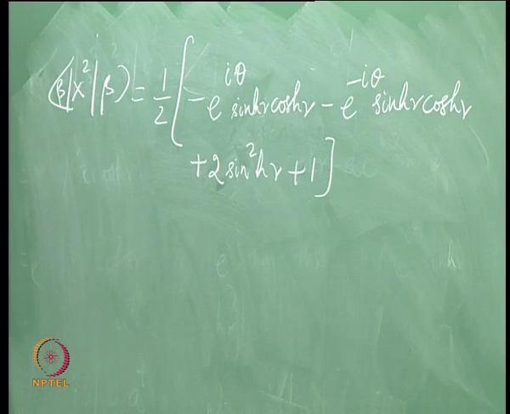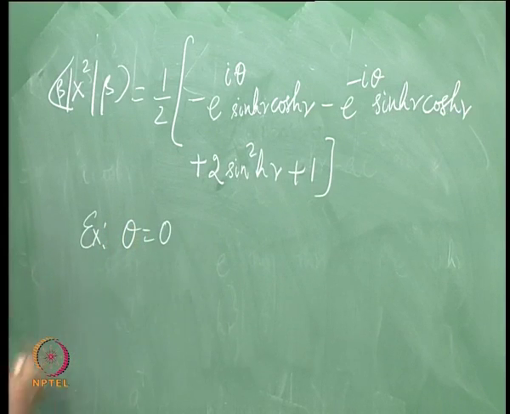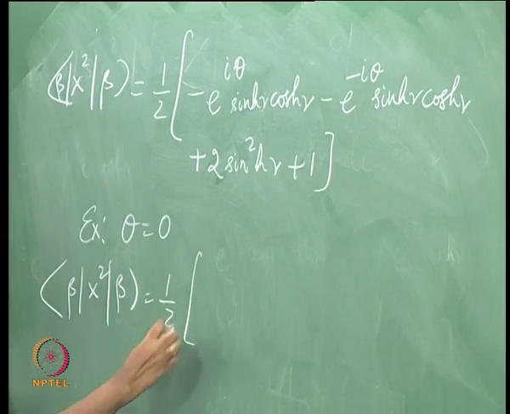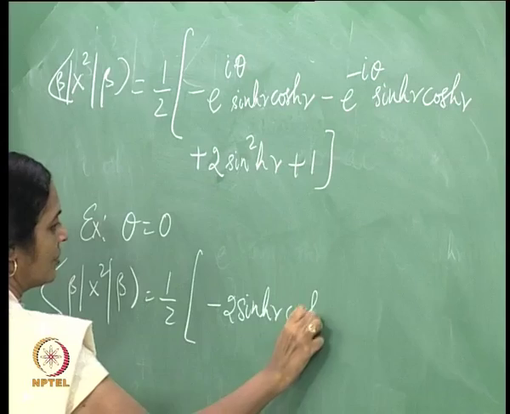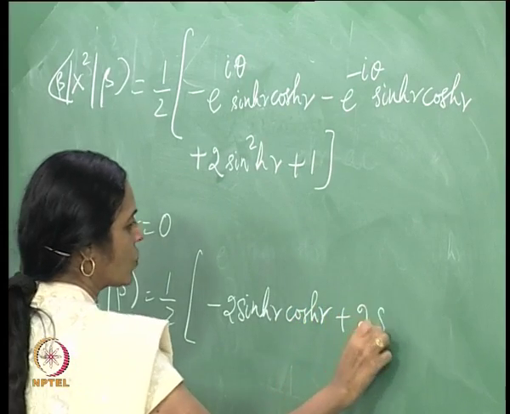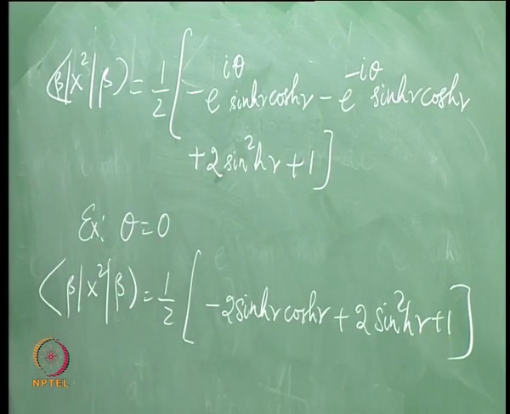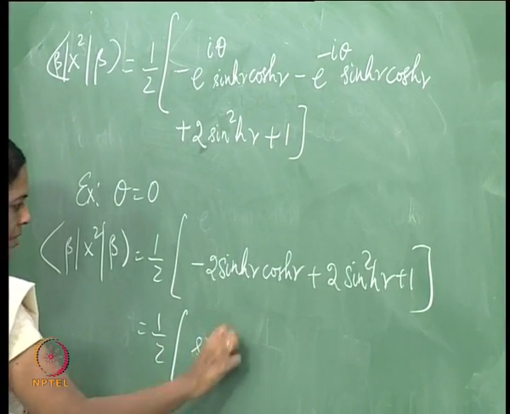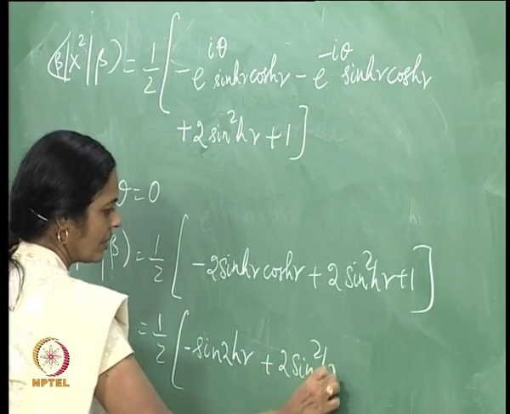Let us set theta equal to 0. For example, theta is a phase, it can take various values. If we set theta equal to 0, that is minus 2 sin hr cos hr plus 2 sin squared hr plus 1, that is half, minus sin 2hr plus 2 sin squared hr plus 1.